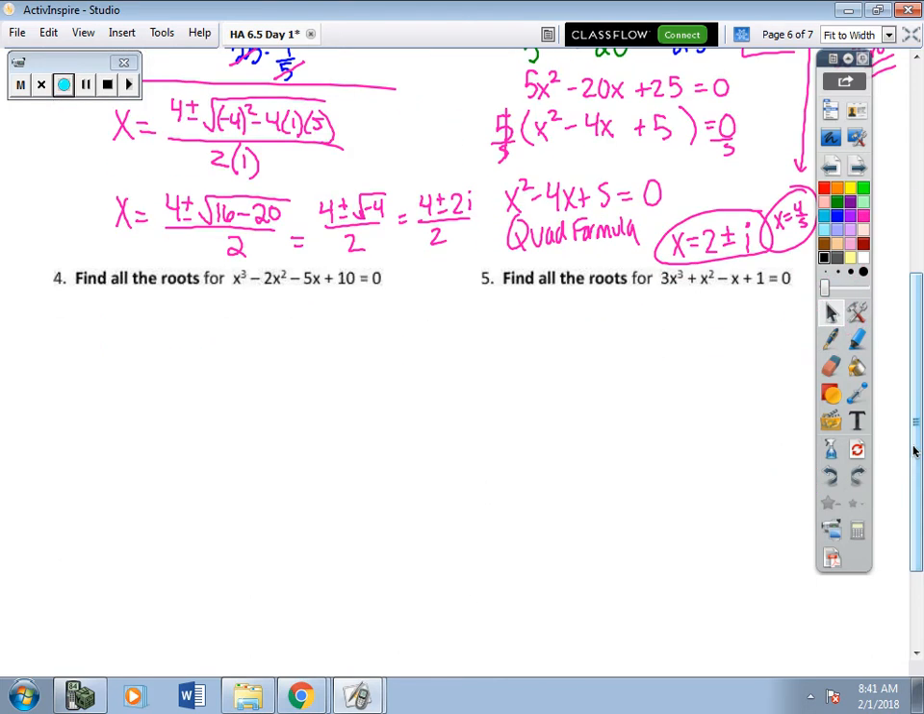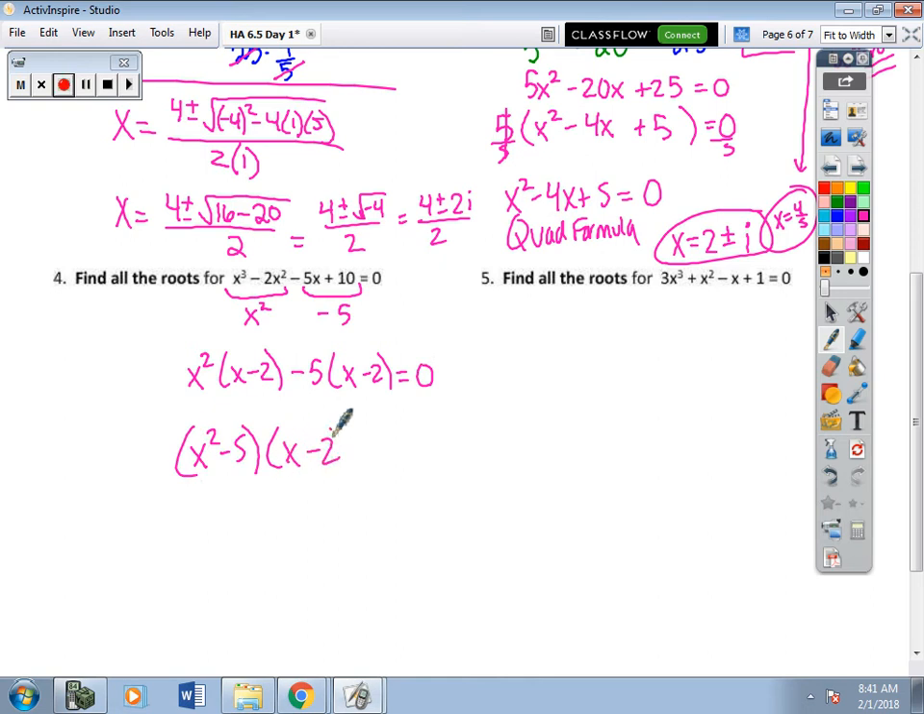Now, when it just says find all the roots, on your homework, try to factor by grouping. The next one is factorable by grouping, I believe. Take out an x squared, take out a negative 5. The other one wasn't, that's why we didn't. We get x squared minus 5, x minus 2. And then you can solve easily.